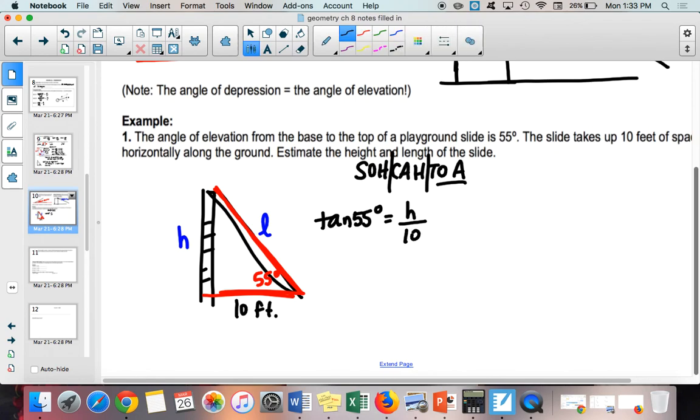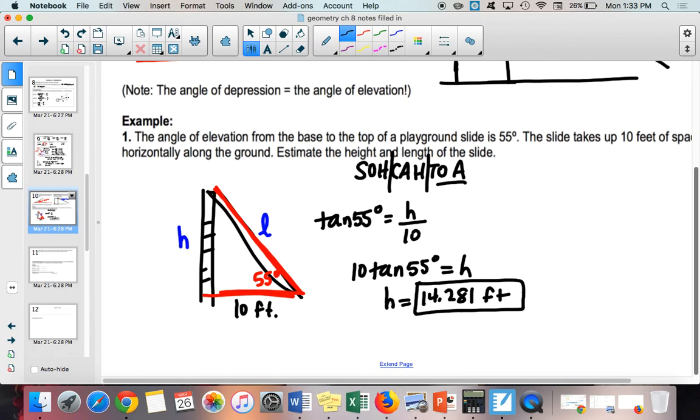And then we solve it out. A lot of times I recommend to my students to think of it as over 1. Then you're able to cross multiply, right? So you're going to get the 10 and the tangent of 55 on one side. So we're going to have 10 tangent of 55 equals h. So in our calculator, we just do 10 tangent of 55. So we get 14.281. If I don't say, do 3 decimals. So that would be in feet. Okay, that's the height.